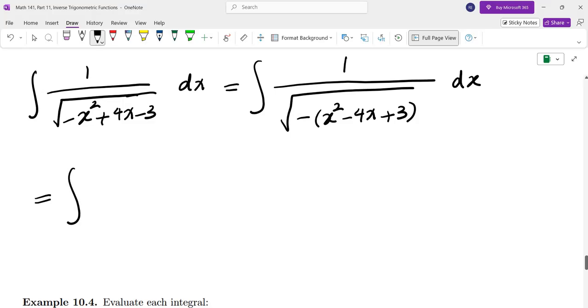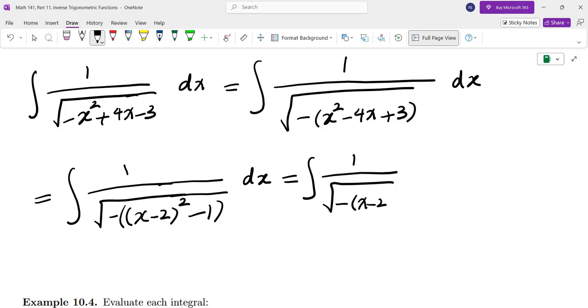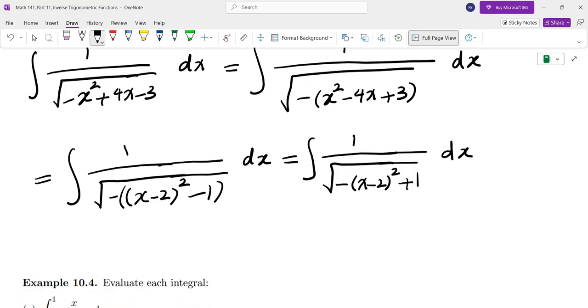So if we complete this square, we are going to get minus, we have (x minus 2) squared. If we square x minus 2, we get x squared minus 4x plus 4. We are missing a 1 here because we have 3, so we have to subtract 1 here, dx. That would be the integral of 1 over root. So let's distribute the negative sign. We get negative (x minus 2) squared and then plus 1, dx.